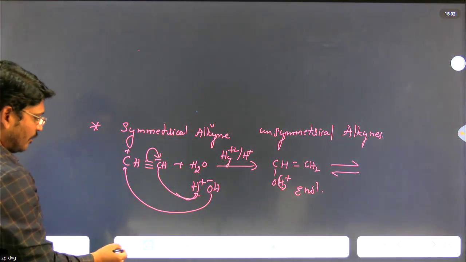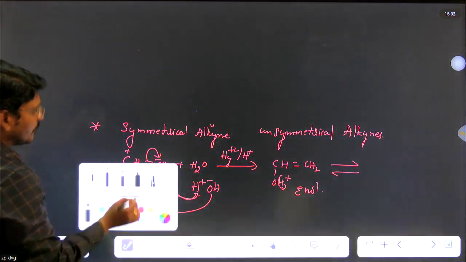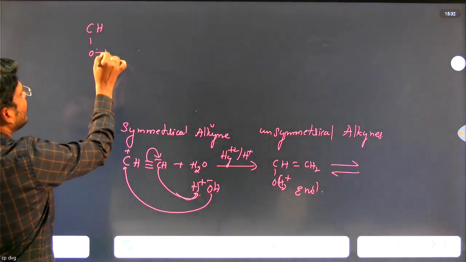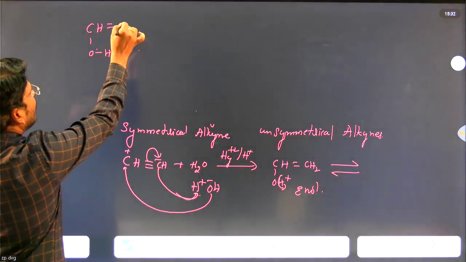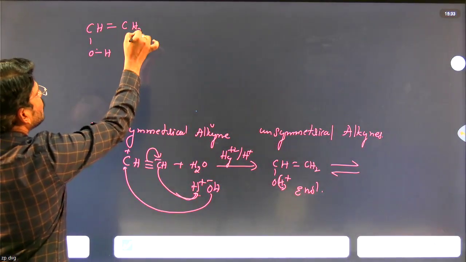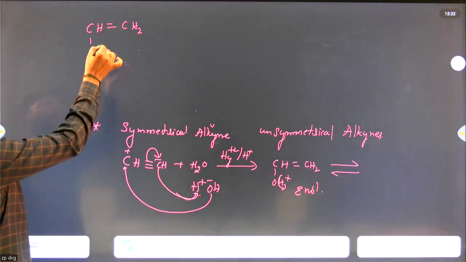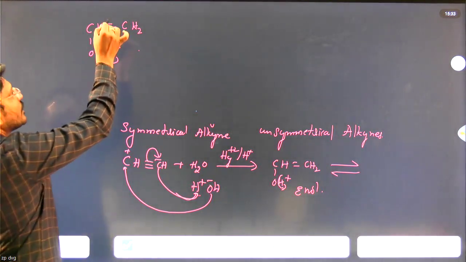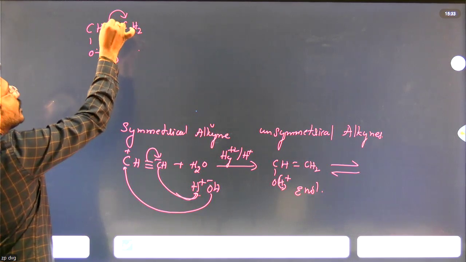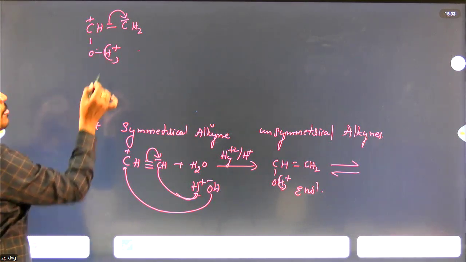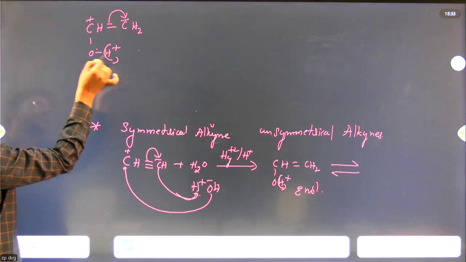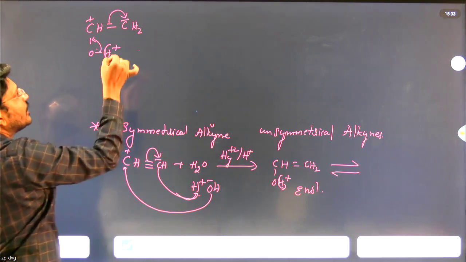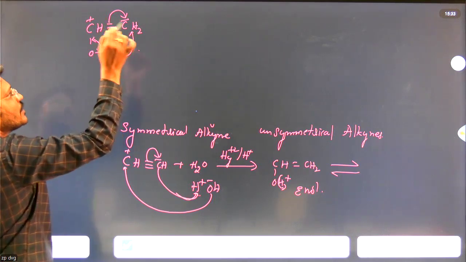Just observe carefully that enol form. Enol can also be written as CH, here it contains OH, here it contains a double bond, CH2. To undergo tautomerism, compulsorily this H is removed as an H plus ion. This bond is shifted to here, so we get minus as well as plus. To satisfy this positive, we shift this bond to here. Then finally, H plus is directly attached to CH2.